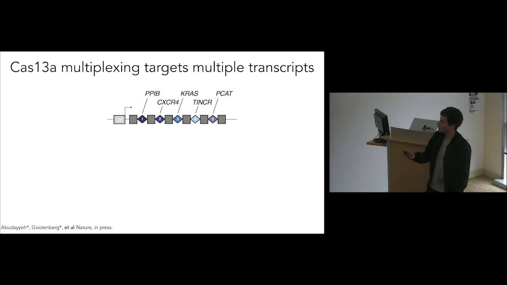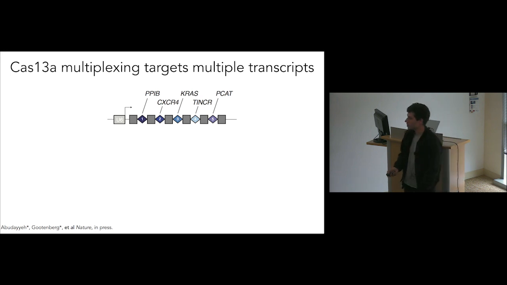And we decided to target 5 different genes. So PPIB, CXCR4, and KRAS are going to be essentially cytoplasmically localized, and TINCR and PCAT are long non-coding RNAs. And we wanted to compare essentially our multiplexing and our single guide approaches.